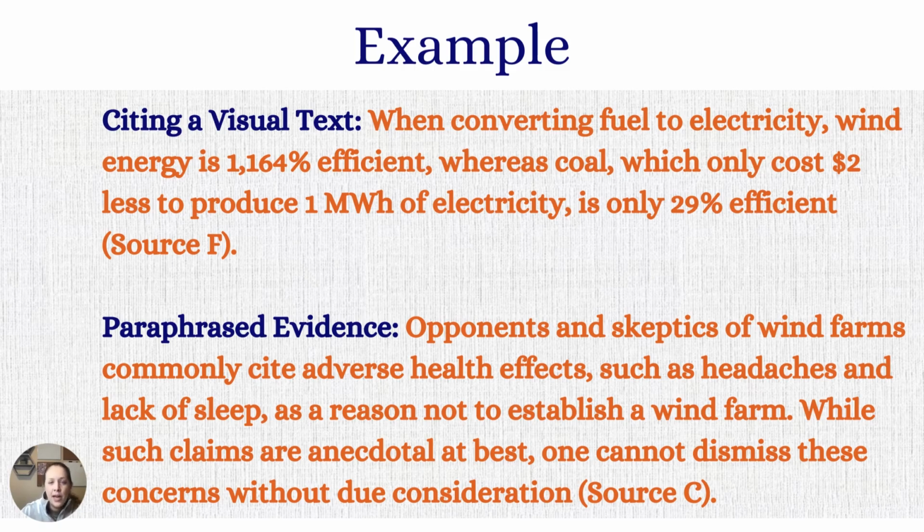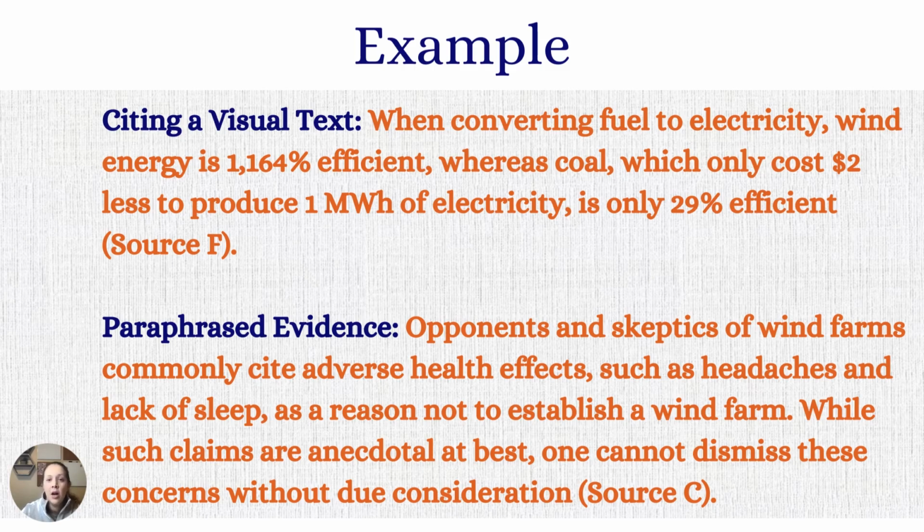One tip I have for you is if you encounter a visual text early on in your packet, like let's say it's source A or source B, sometimes it's hard to know how to use that source. So you might want to actually just skip it for the time being and come back to it after you've read the other sources. With a visual text, you're probably going to need to paraphrase what you see happening, especially if it's like a comic strip or a photograph.